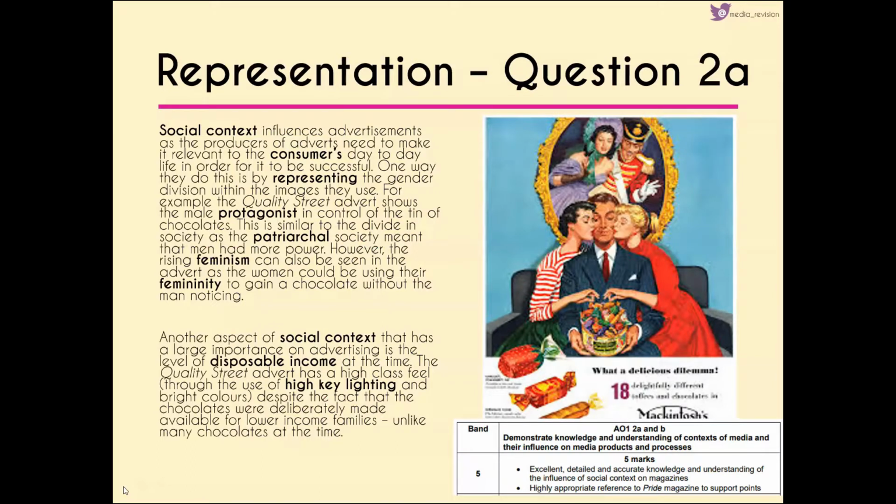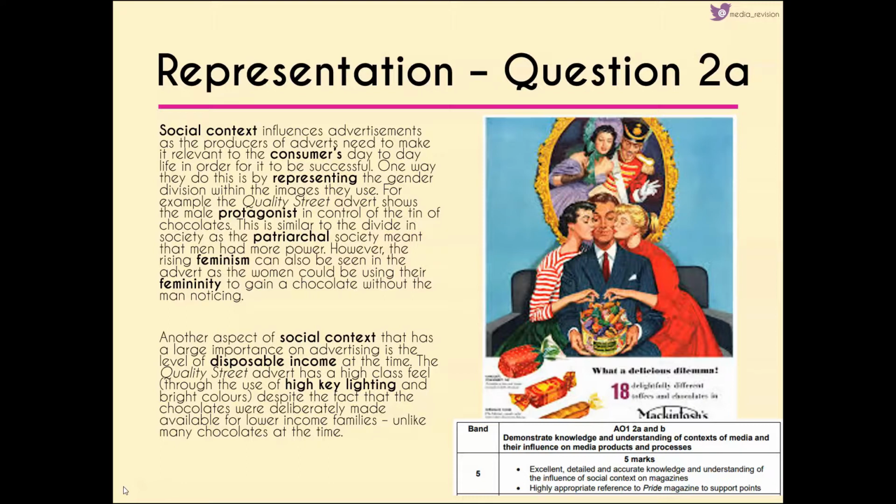Okay, so let's have a look how I get on here then. Social context influences advertisements as the producers of adverts need to make it relevant to the consumer's day-to-day life in order for it to be successful. One way they do this is by representing the gender division within the images they use. That's how social context influences adverts. Okay, here's my backup.